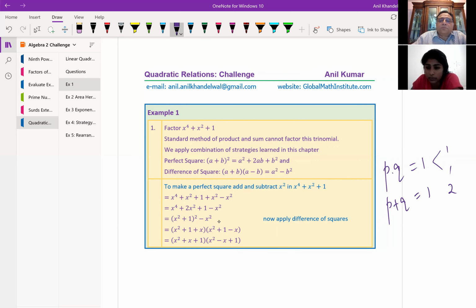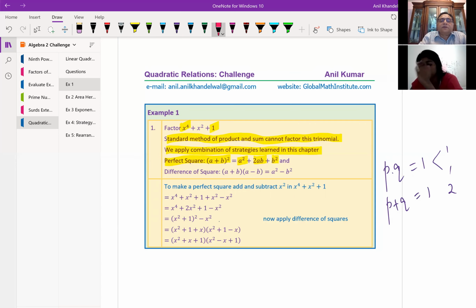So here we adopt the method of completing the squares, as you said, right? A standard method of product and sum cannot factor this trinomial. We apply the combination of strategies learned in this chapter. We had done a couple of examples based on this. One of the strategies was a perfect square: a plus b whole square is a square plus 2ab plus b square. Now you can see this is a perfect square. 1 is also a perfect square.